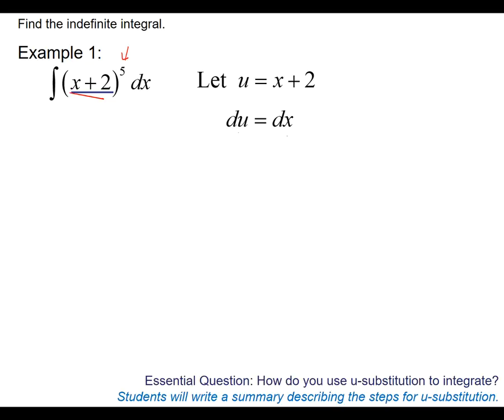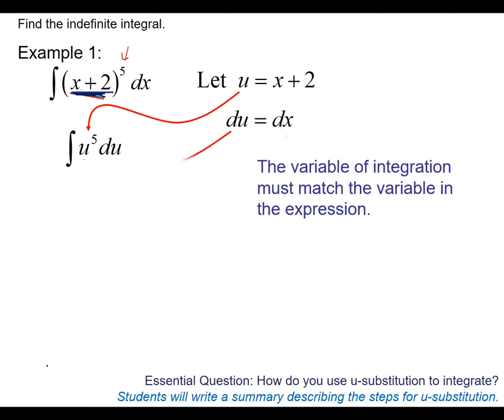Because if I'm going to substitute in for this, and I'm going to put a u in there, I can't leave my variable of integration as an x. I have to change out the dx as well. That's why I need the du. So now we're going to do our substitution in. We've been substituting for many years. So the u is going to go in for the x plus 2, so we get u to the fifth. And then the du goes in for the dx. We substitute that in for the dx.